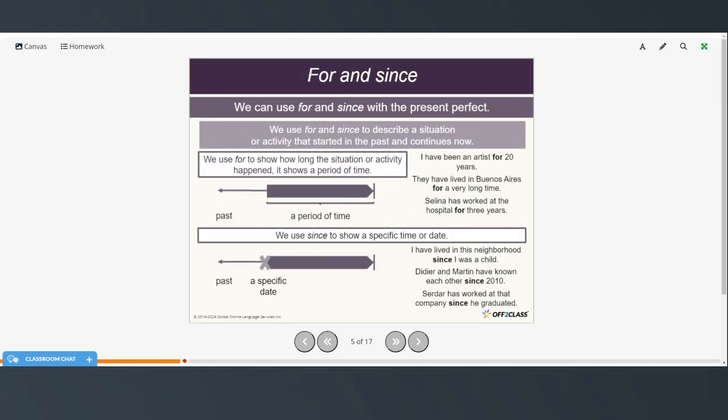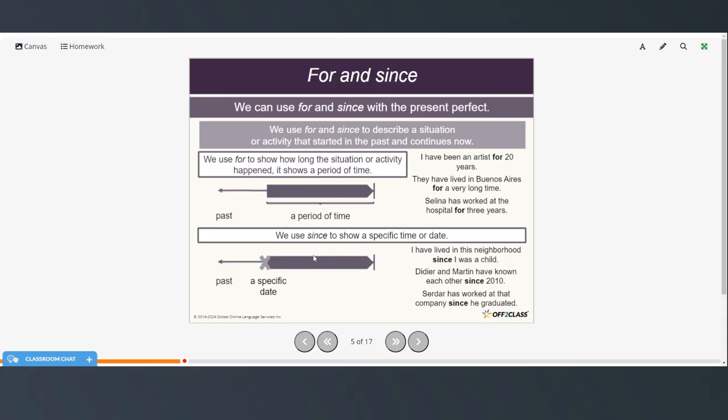We can use for and since with the present perfect. We use for and since to describe a situation or activity that started in the past and continues now. We use for to show how long the situation or activity happened. It shows a period of time. So here's some examples. I have been an artist for 20 years. They have lived in Buenos Aires for a very long time. Selena has worked at the hospital for 3 years.